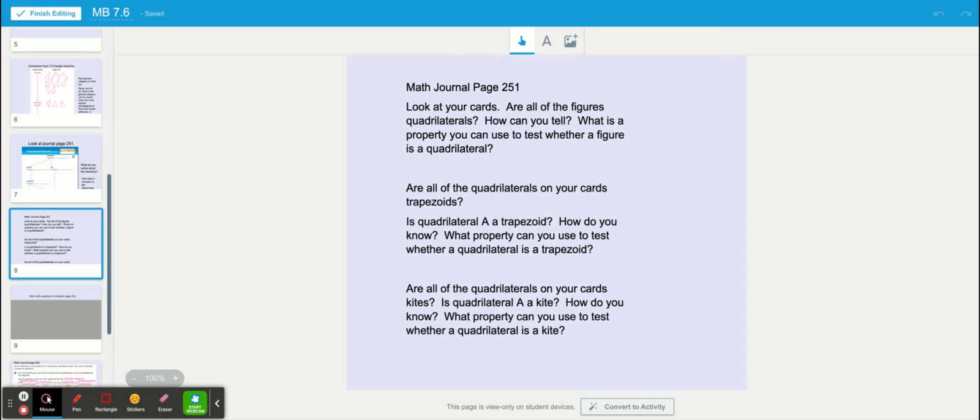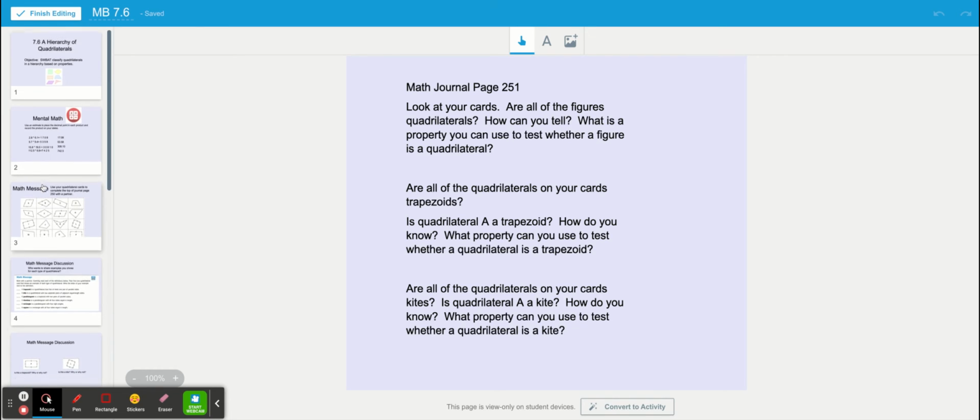Then, when you find all the quadrilaterals, are all of them trapezoids? Is a quadrilateral always a trapezoid? How do you know? What property can you use to test whether a quadrilateral is a trapezoid or not? Are all the quadrilaterals in your cards kites? Is quadrilateral A a kite? How do you know? What property can you use to test whether a quadrilateral is a kite?